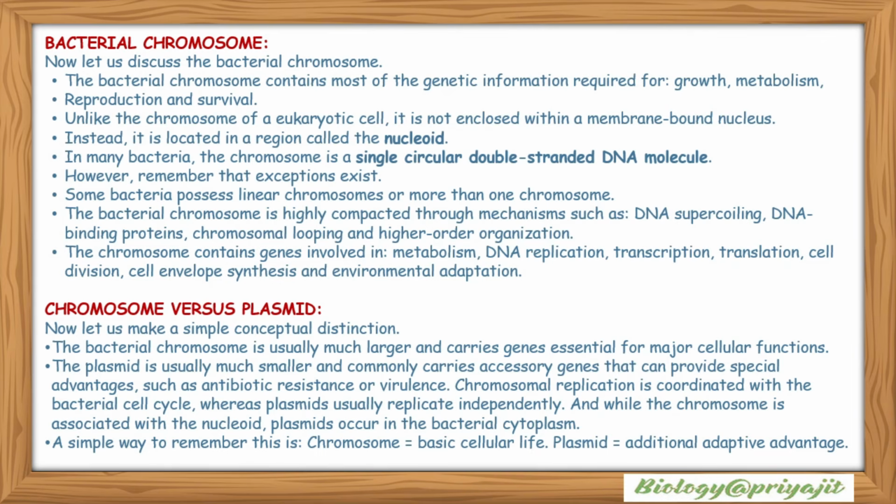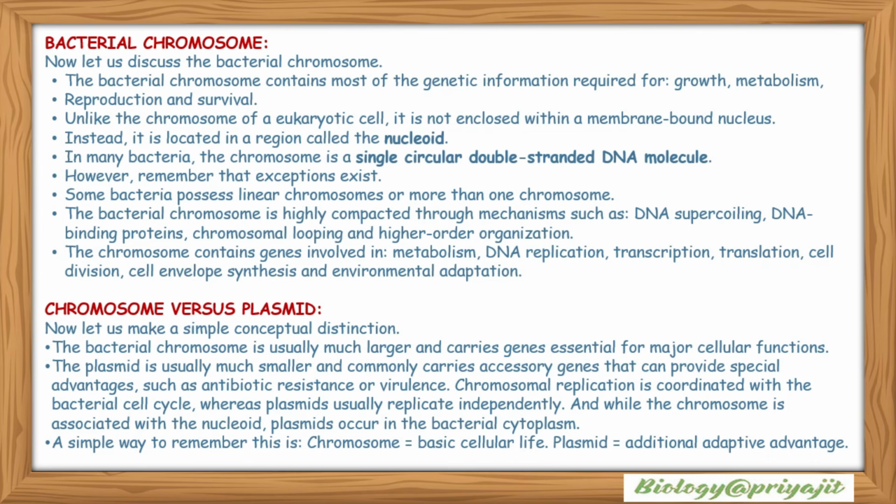Bacterial chromosome: it is basically a single circular double-stranded DNA molecule, also known as the nucleoid or genophore. It is not enclosed in a membrane-bound nucleus. Some bacteria possess a linear chromosome, or more than one chromosome. DNA is highly compacted through DNA supercoiling, DNA binding proteins, chromosomal looping, and higher order organization. The chromosome contains genes involved in metabolism, DNA replication, transcription, translation, cell division, cell envelope synthesis, and environmental adaptation.